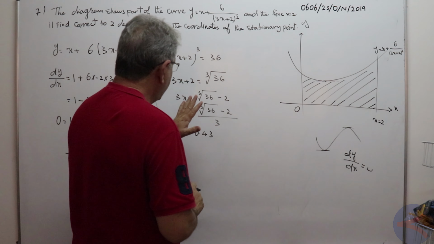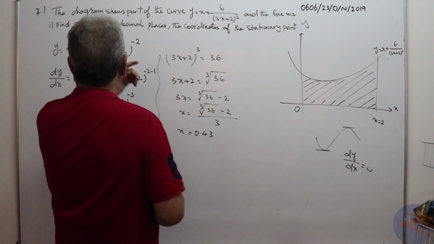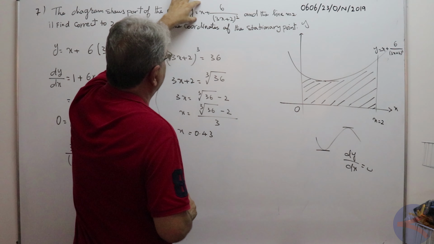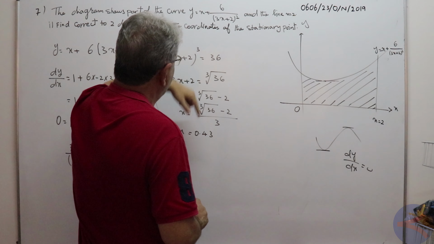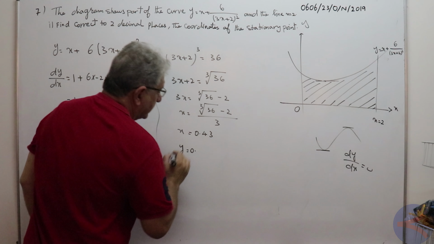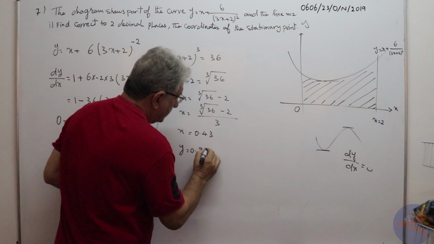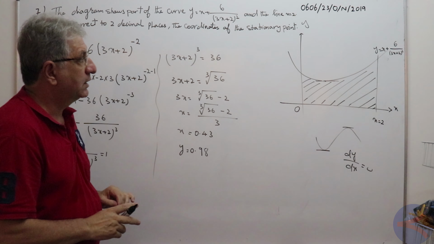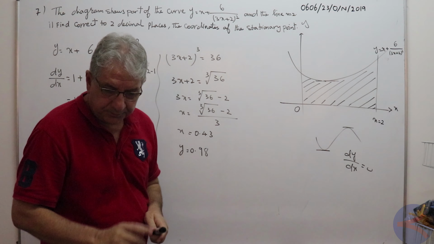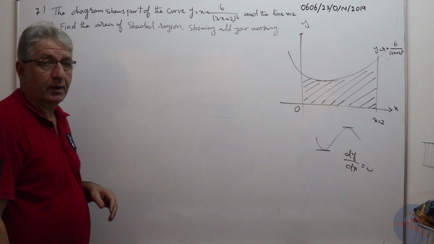Now, to get the second one also correct, you have to substitute the value of x in the equation y equal to this. Therefore, now substitute for x here, you are going to get the y value, y is equal to 0.98. Just substitute the value, you are going to get this value here. Now we go for the second part of this question.